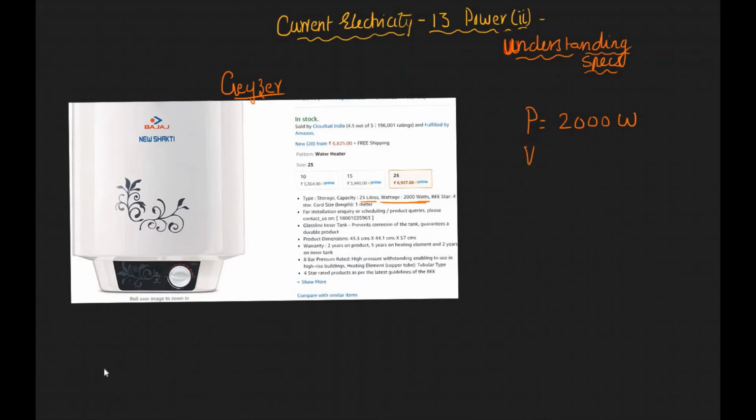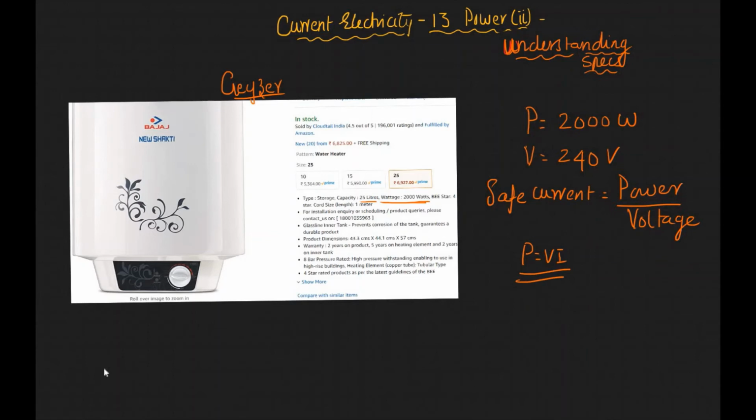Now when you say 2000 watts, so the power is 2000 watts, and if it operates against 240 volts, so V is 240 V, the safe current is given by the power divided by the voltage, because as you know the power is equal to VI. So this is the safe current that you can pass through that equipment, and that will be equal to 2000 divided by 240 volts, and that's equal to 8.33 amperes.